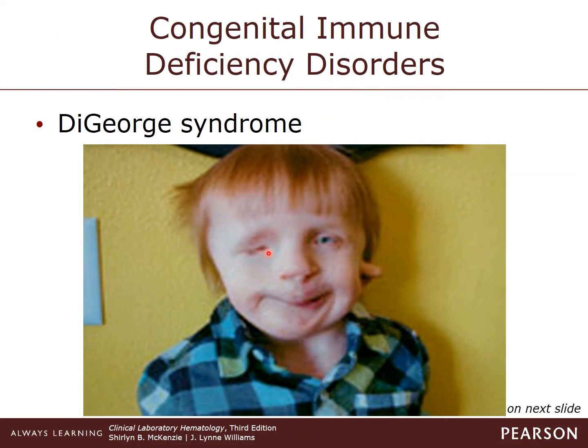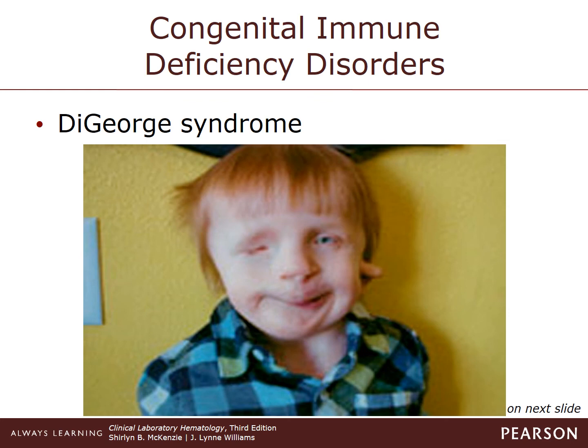DiGeorge syndrome is a congenital immunodeficiency marked by the absence or hypoplasia of the thymus. Here you will also see some heart defects or dysmorphic facies. Hypocalcemia is also a feature, and patients can exhibit seizures due to a low calcium level. You're also going to have a decrease in blood T lymphocytes and decreased cellularity of the thymic-dependent regions of the lymphoid tissue because of a lack of a thymus.